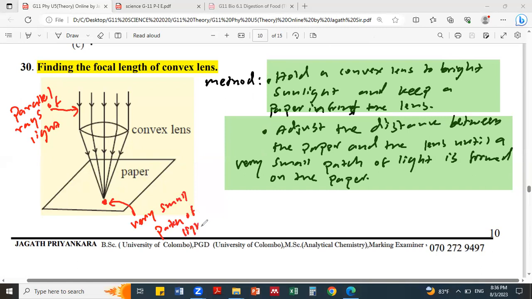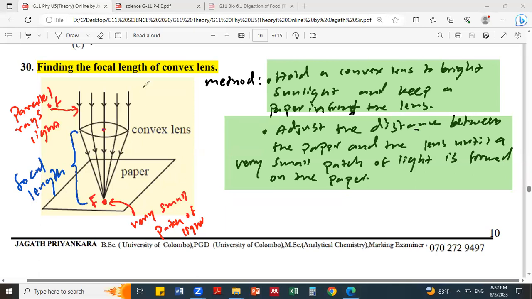Very small patch of light. And this point is called what point? Focal point. And if you mark a curly bracket between the lens and this point, the distance between the focal point and the lens is known as what length? Focal length. Hurry up, students, please mark this. So the small patch of light is known as the focal point, and the distance between the focal point and the lens is known as the focal length.